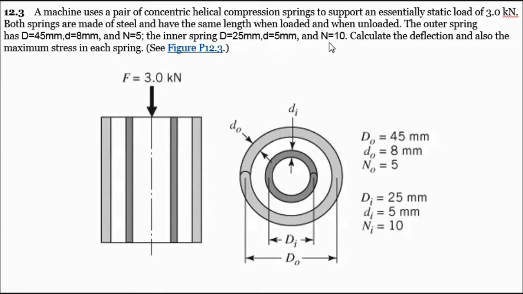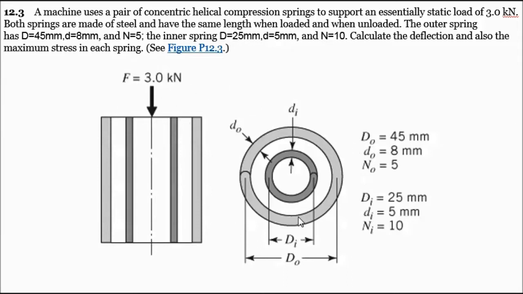Now we're going to have the same information for our inner spring system, where the inner spring has a coil diameter of 25 millimeters, a wire diameter of 5 millimeters, and N equal to 10, where N again is the number of active coils. Now, what are they asking us to solve for? Well, they want us to find the deflection and also the maximum stress in each of these springs, the inner and the outer. So here is the given diagram.